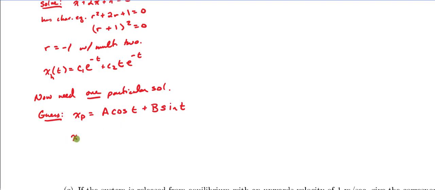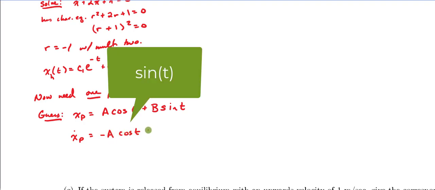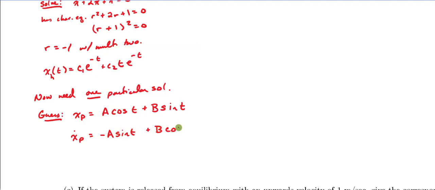What we'll need to do is calculate x_p dot. Taking the derivative of that gives me minus a times the sine of t plus b times the cosine of t, and taking x_p double dot would give me minus a cosine of t minus b sine of t. There I've got all the derivatives that I need. We'll plug this into the original ODE.